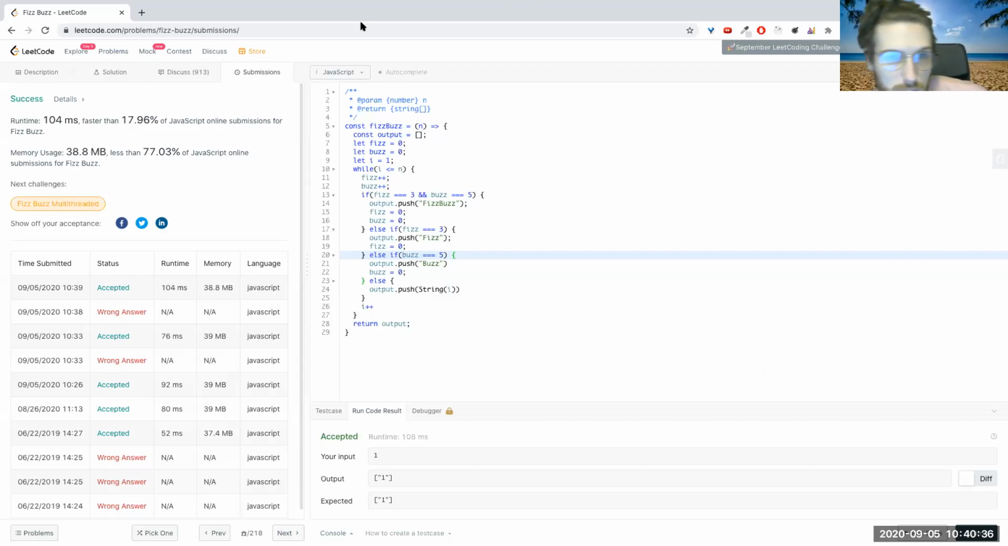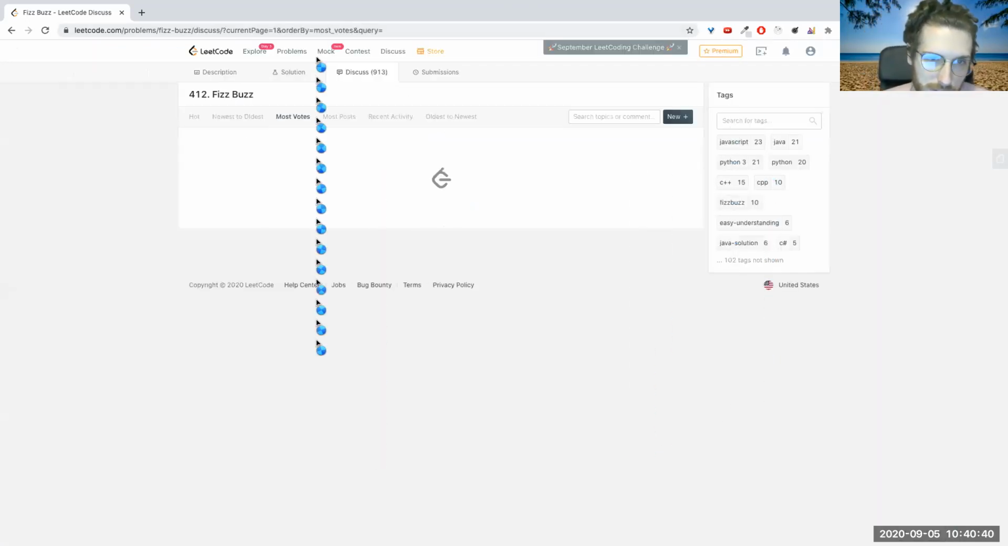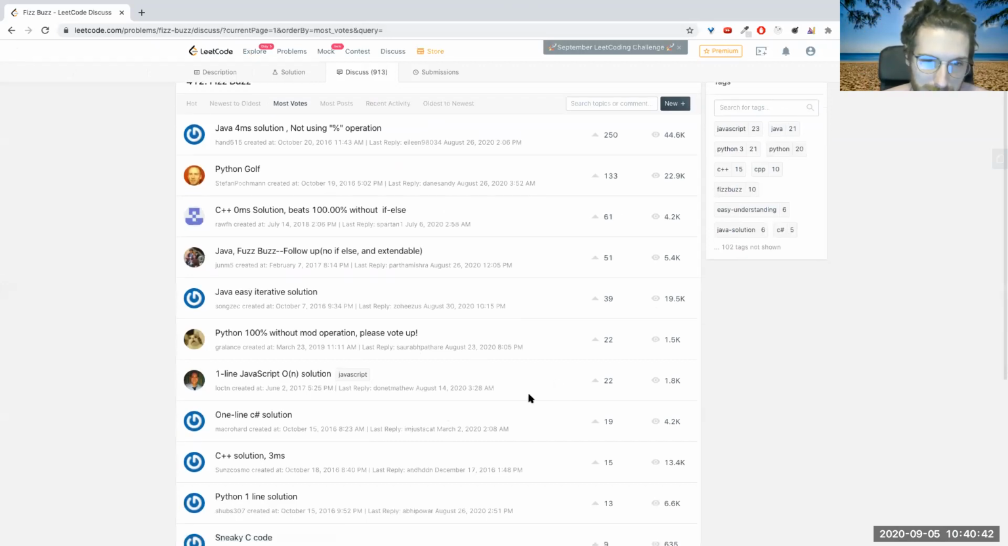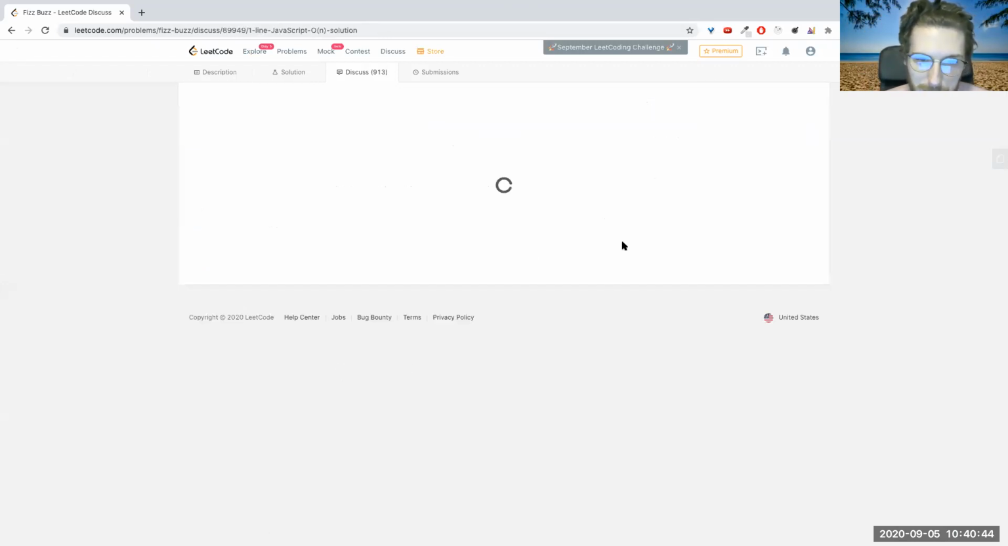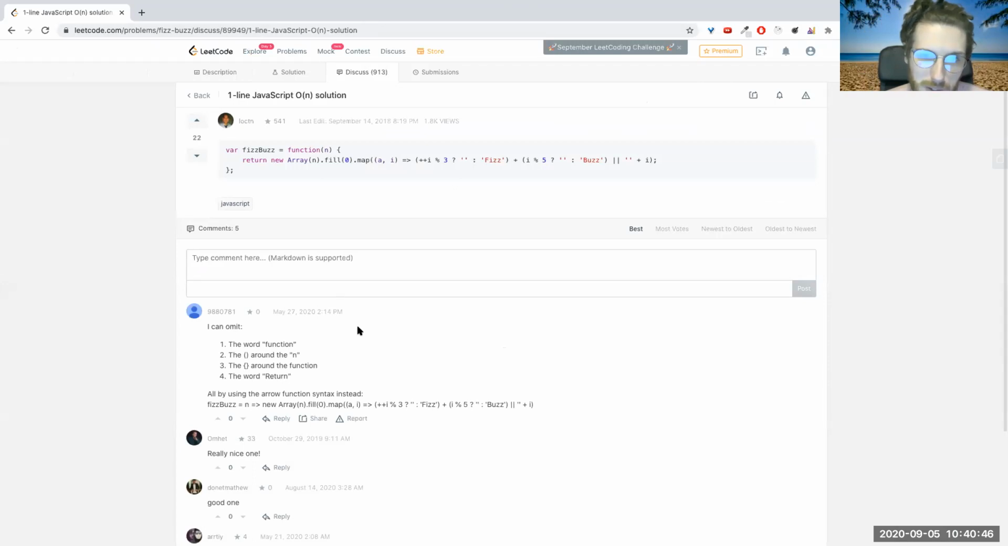I'd also encourage you all to check out the discussion tabs on these now that we've solved some, because there are some pretty interesting answers in here. This is not the best answer, but it is golf, which is pretty cool. They are using modulo, but not really any traditional if-else; they are using a ternary. It's really short.